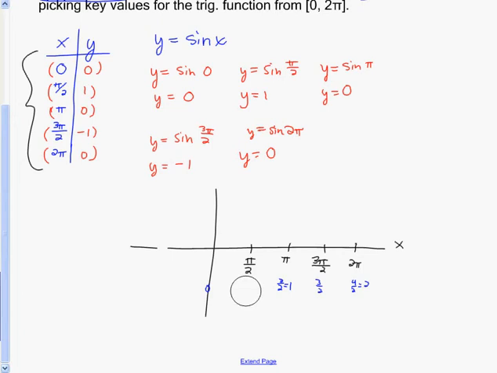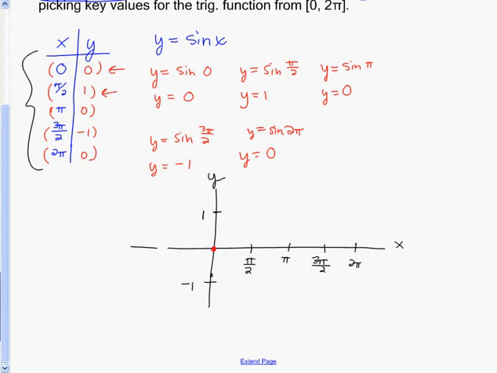Now I'm going to erase these because they're not extremely important. I just wanted you to make that note that we're incrementing repeatedly. Now, my y values are different. They're 1 and -1 and 0. Alright, so let's plot these points. 0, 0, of course, is right here.